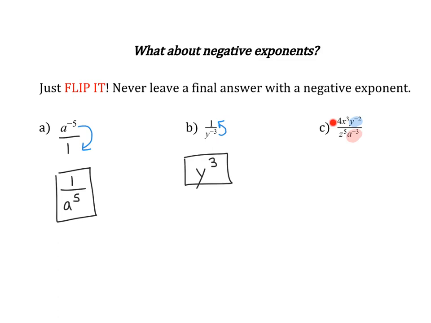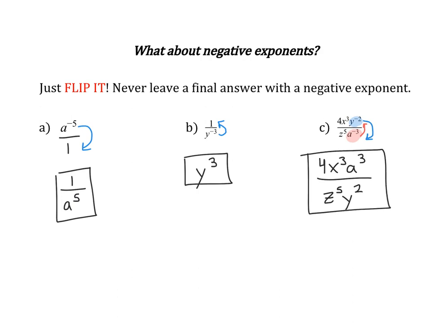The 4 can stay on top, x cubed can stay on top, and z to the 5th can actually stay on the bottom. But the y needs to move to the bottom and the a needs to move to the top. So that will leave us with 4x cubed, a cubed. Once I flip it, it becomes positive. Z to the 5th stays where it is, and y squared moves and is now positive. That's how we would write our final answer.